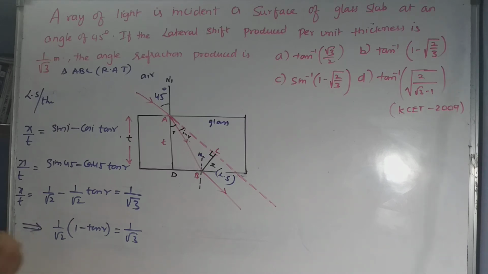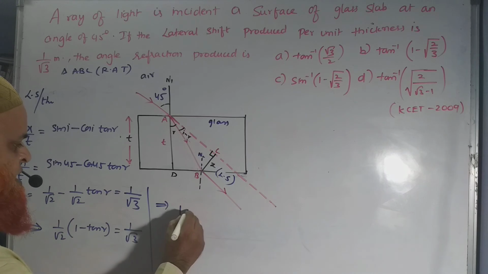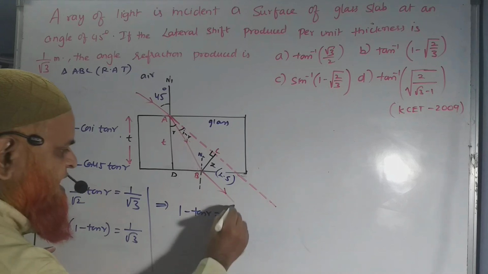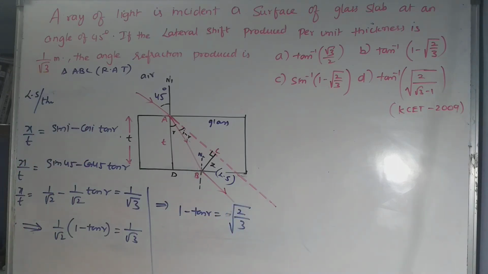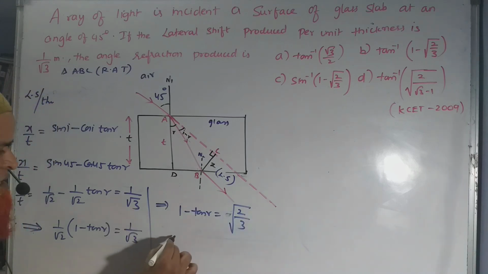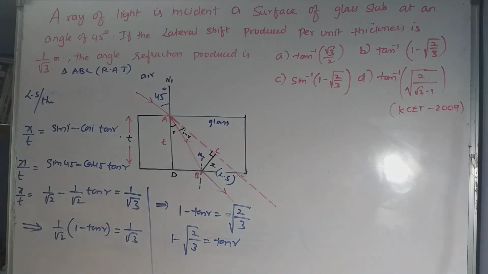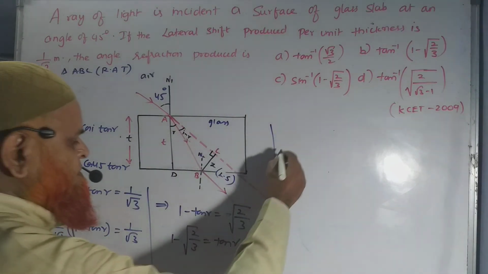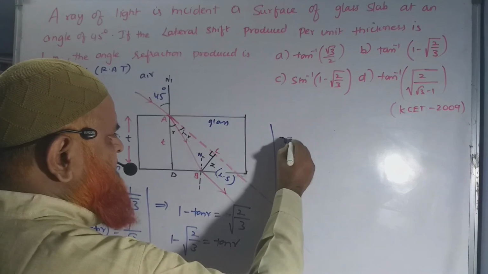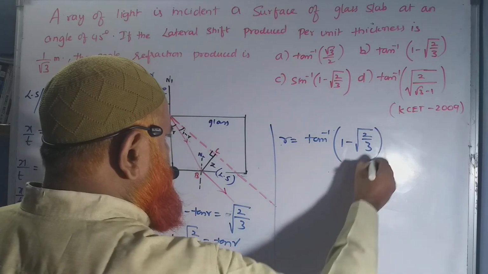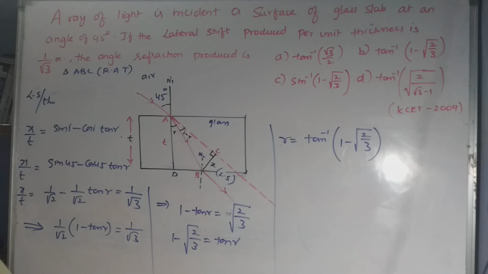So therefore we can write this implies that 1 by root 2 into (1 minus tan r) is equal to 1 by root 3. So therefore I'll write this one like this. 1 minus tan r is equal to, this root 2 goes here, you can write it as root 2 by root 3. And I take tan r that side, this one here. So I can write 1 minus root of 2 by 3 is going to be equal to tan r. So the final step is, r can be considered as tan inverse of (1 minus root of 2 by 3). So this is the required answer. You can note down the answer.